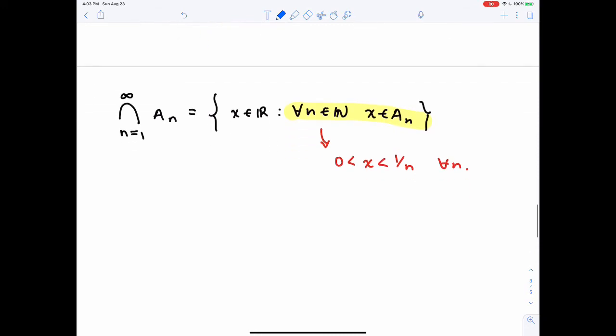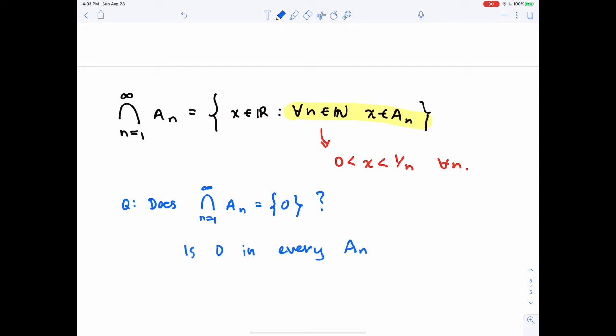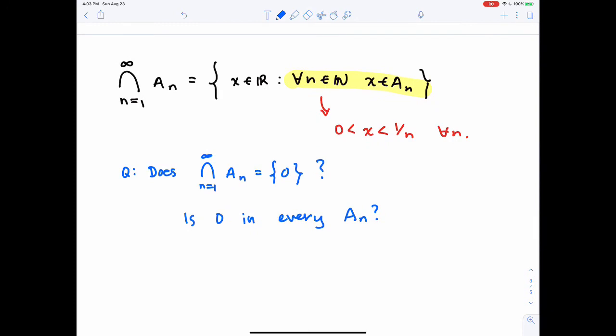So one of the questions you might ask is, does the intersection equal just the set with the number 0 in it? Well, if you're asking that question, what you're really asking is, is 0 in every A sub n? Well, if you're going to be in every A sub n, you certainly have to be in at least one of them, right? So, for example, is 0 in A1?